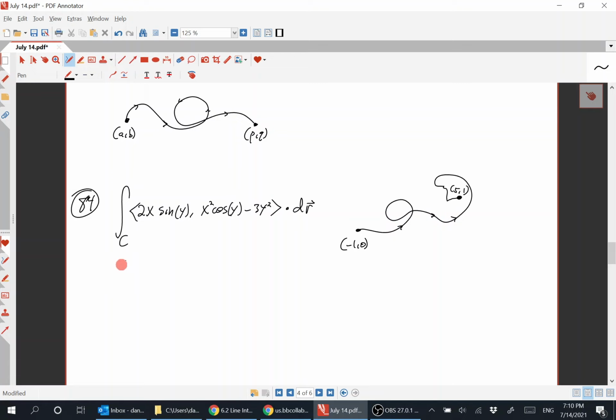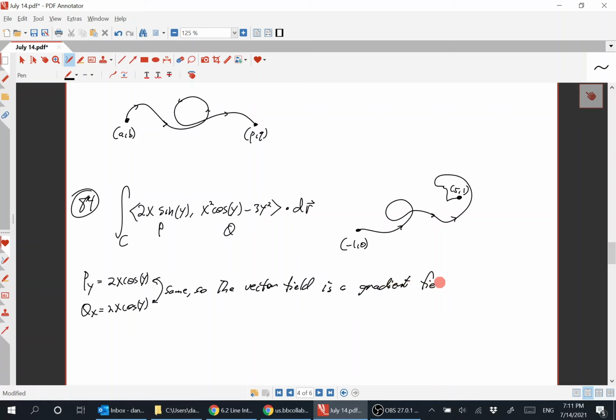So right here, this is P and this is Q. So Py is equal to 2x cosine y, and Qx is 2x cosine y minus 0. Right, so they're the same. So they're conservative. So the vector field is a gradient field. So let's find it, right?